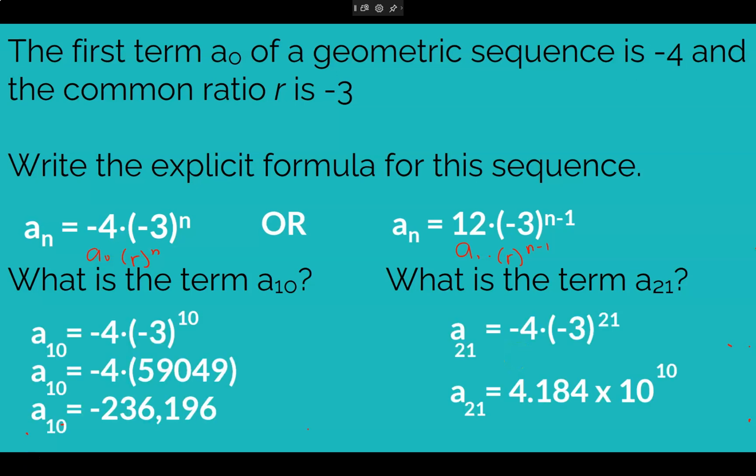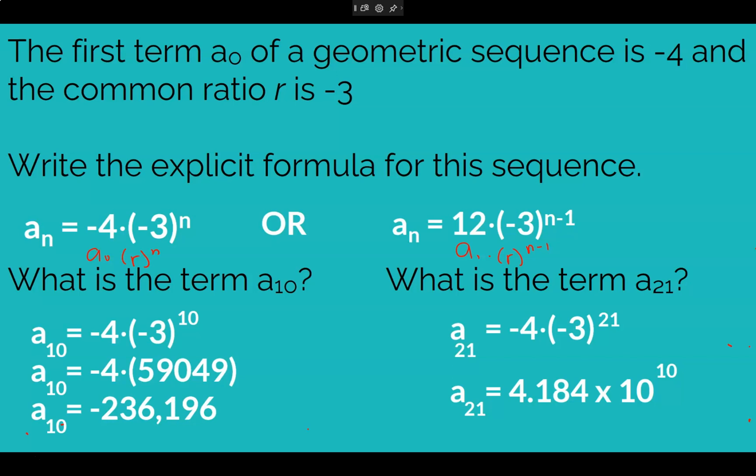All right, lovelies, check your answers with mine. So the 10th term, I used the A0 formula for these. So I did negative 4 times negative 3 raised to the power of 10. Negative 3 to the power of 10 is positive 59,049. Again, parentheses matter. Multiply that by negative 4, and we get negative 236,196 for the 10th term.